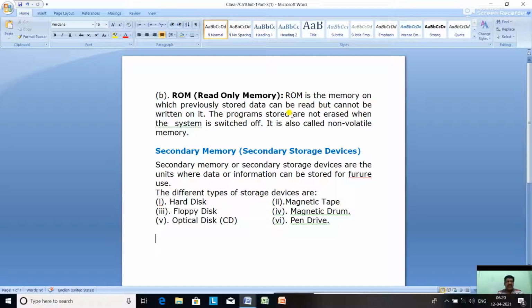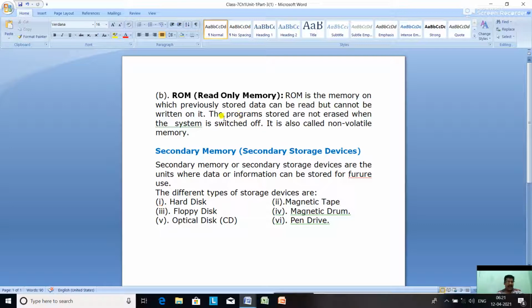So mainly there are two differences between RAM and ROM. First difference: data or instructions can randomly be read as well as written into it. Randomly you can read the data as well as write on it in the case of RAM. In ROM, the stored information can only be read, but new information cannot be written on it. Remember it.